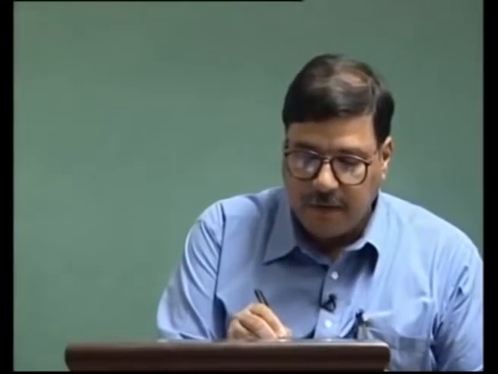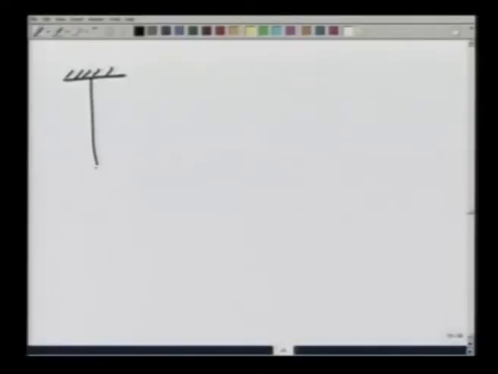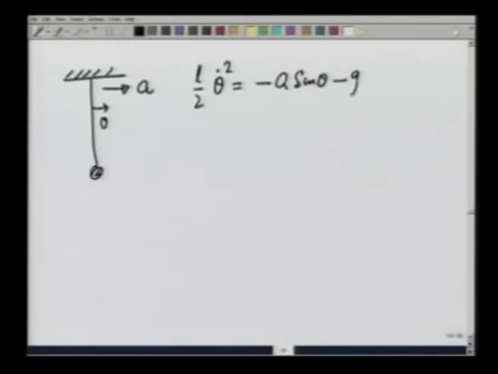That is your solution for theta dot square. So, what we have got is, when I have a pendulum at a support and suddenly the support moves with an acceleration a, I am going to have the angle of this change by L theta dot square is going to be equal to minus a sine theta minus g 1 minus cosine of theta.